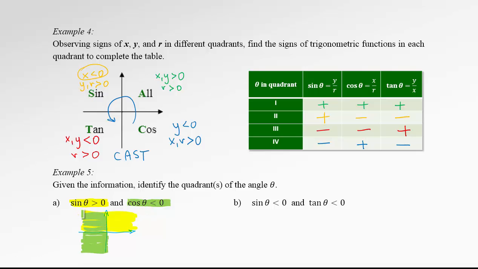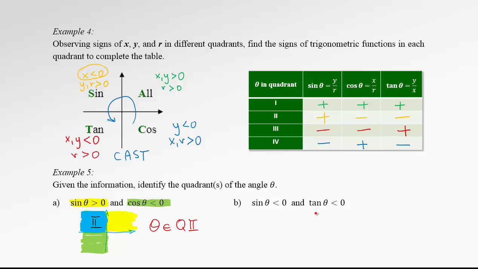Okay, therefore we are searching for the region where both conditions are satisfied. So we are really searching for the intersection of these two conditions, right? The intersection, the overlapping part, is the second quadrant, right here. Okay, so here's our answer. We can say theta belongs to quadrant 2.